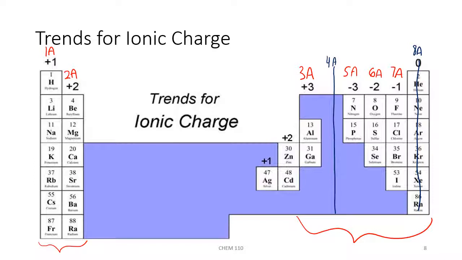So metals, we know, form cations, meaning they lose electrons, and nonmetals form anions, meaning they gain electrons. And don't worry too much about the listed transition metals. There are a few transition metals that always form the same charge, such as silver always forms a +1 ion, zinc always forms a +2 ion.